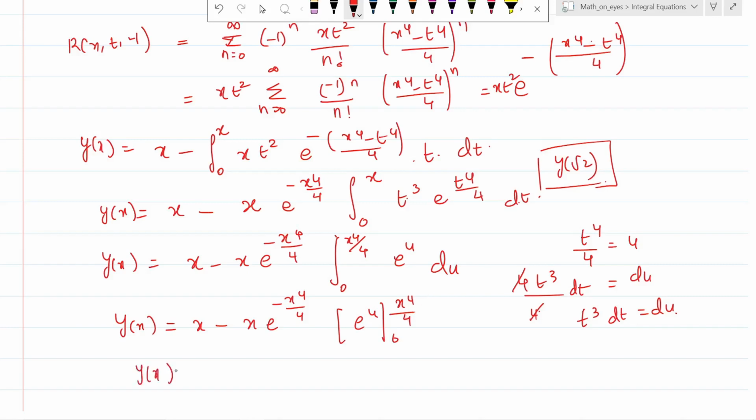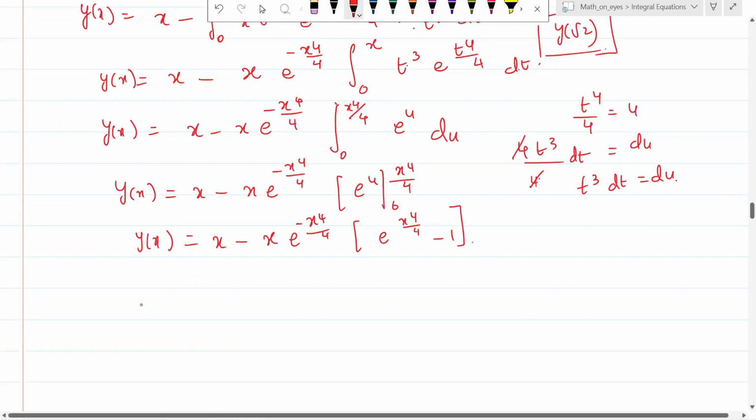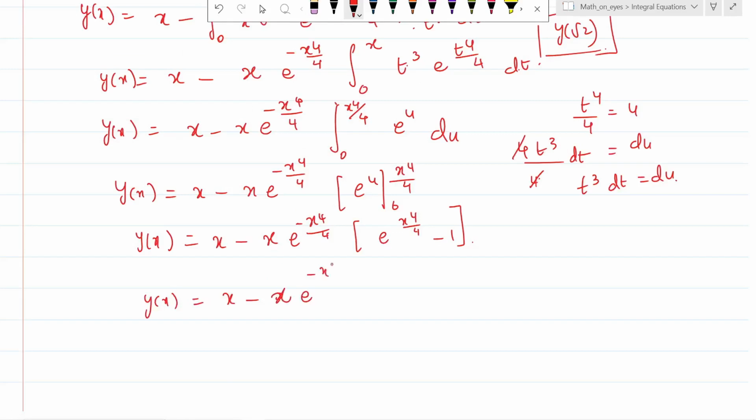So y of x is equal to x minus, when you substitute x power 4 by 4, x minus x e to the power minus x power 4 by 4 into e to the power x power 4 by 4, minus e power 0 is 1. So we get y of x is equal to x minus x into e to the power minus x power 4 by 4 into e to the power x power 4 by 4, minus into minus plus x into e to the power minus x power 4 by 4. And these two powers add together and we get 0. E power 0 is 1.